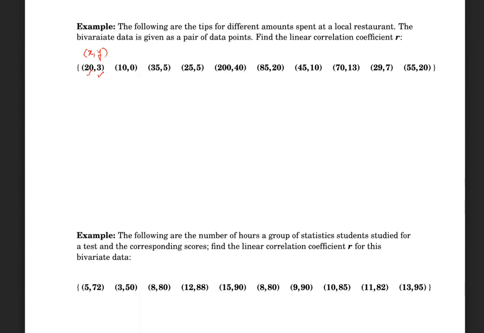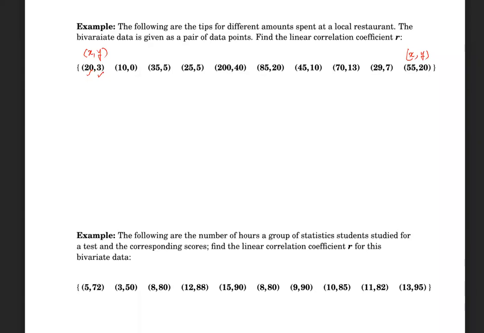Somebody spent $20, gave $3 in tips; spent $10, gave $0 in tips. So the first number is X and the second number is Y. So X comma Y. This is also called bivariate data, or data pairs, pairs of data. This is one case. There is a relationship between these XY variables.